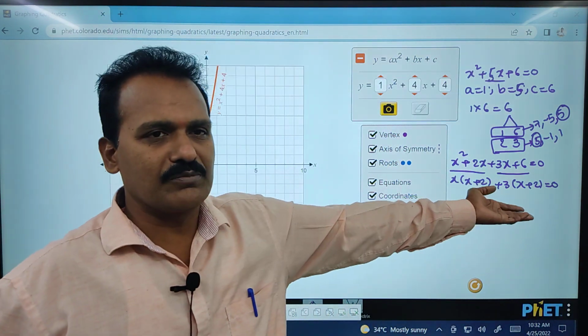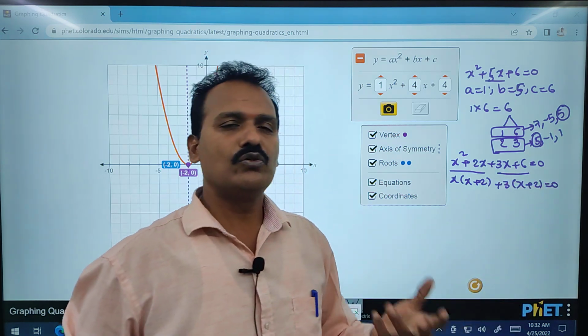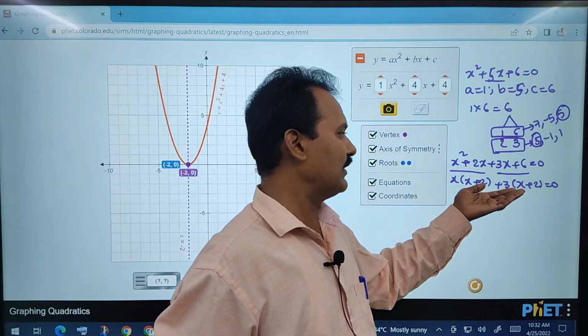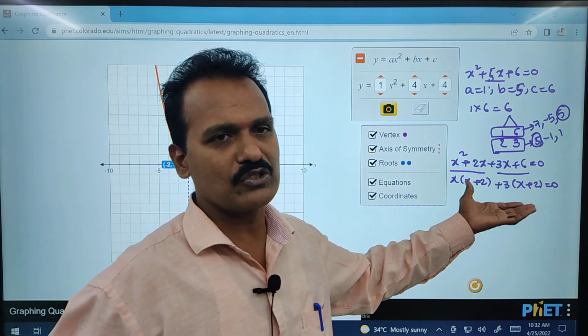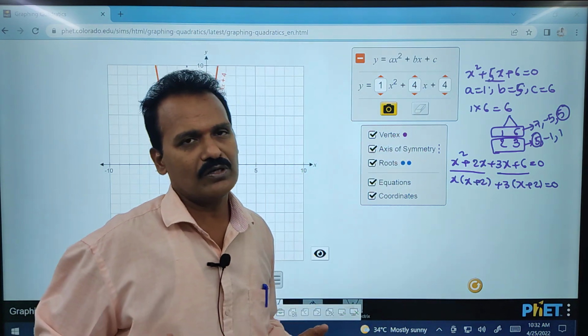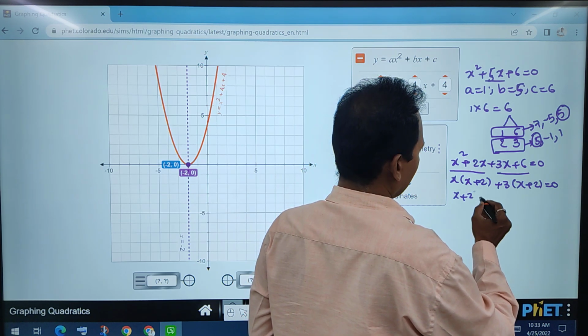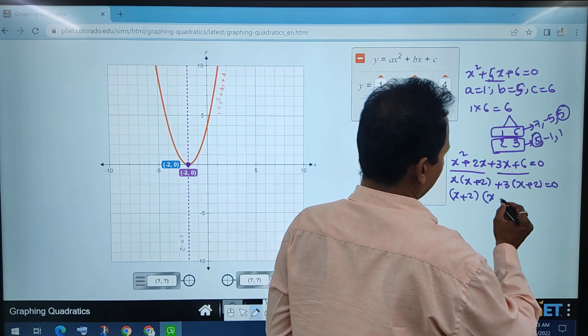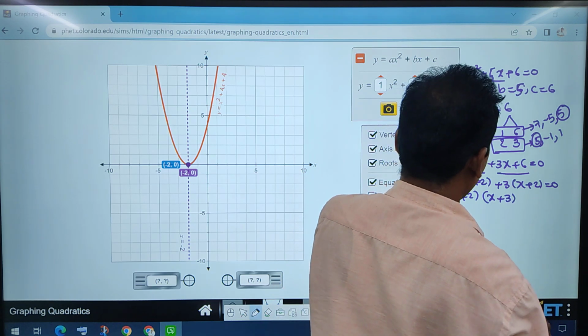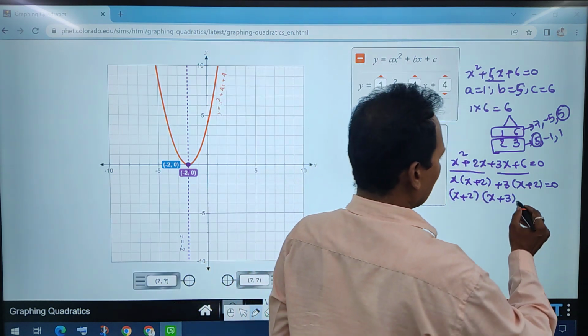Again, here we have two terms: one is x into x plus 2 and another one is 3 into x plus 2. From these two terms you can take out the common factor x plus 2. If you take out common x plus 2, we get x plus 2 into x plus 3 equal to 0.